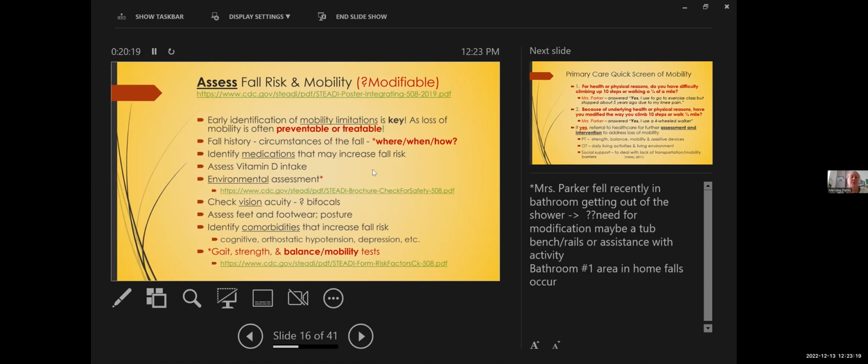There are a lot of comorbidities we already mentioned. Risk of falling, we mentioned cognition. She's checking to see if she has orthostatic hypotension. Maybe she's standing up and getting dizzy and falling. The depression, I think we mentioned all those. And then we could do some strength, watch her walk, do some mobility tests that we'll talk about.